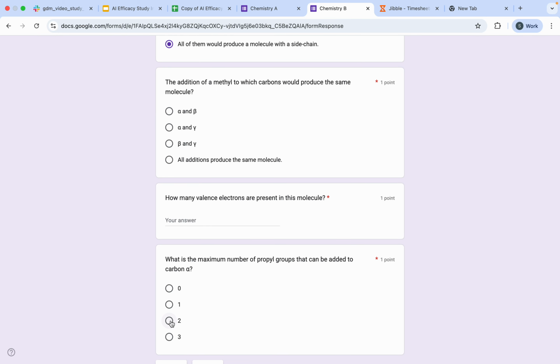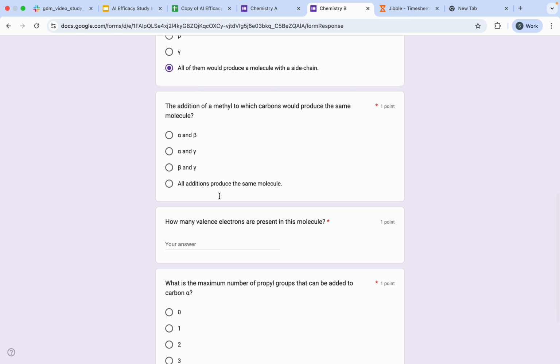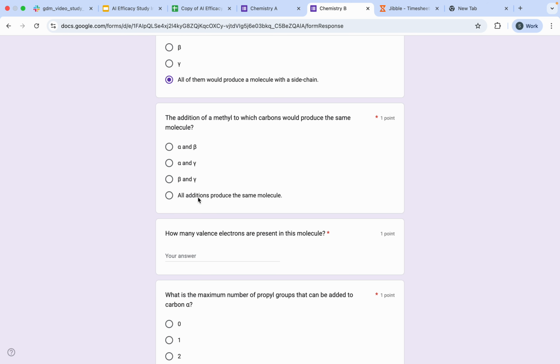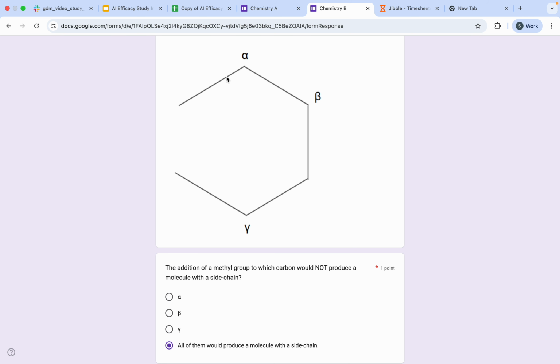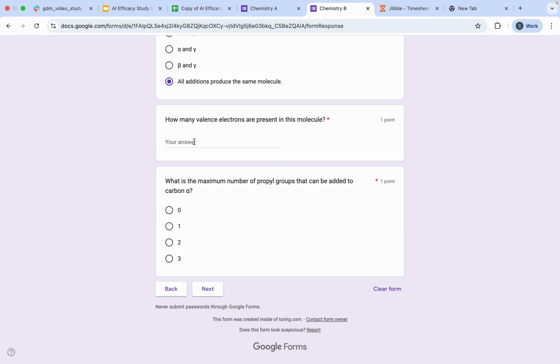The addition of a methyl to which carbon would produce the same molecule? Alpha and beta, beta and gamma, all additions produce the same molecule. How many valence electrons are present in this molecule? So it is 1, 2, 3, 4, 5. I think 5 is the answer.